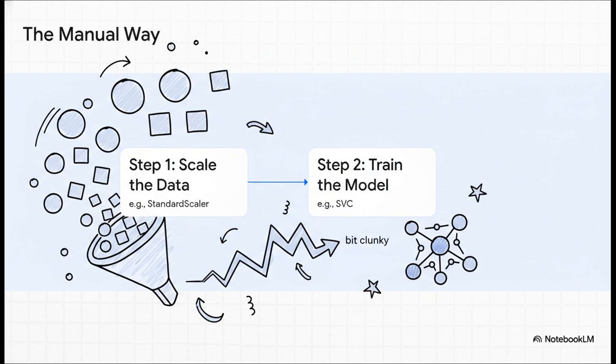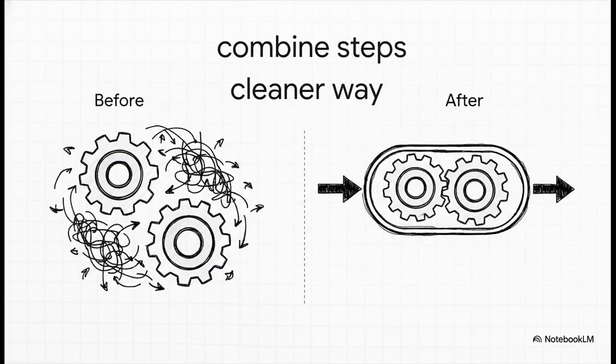The manual way to do this is a two-step process. First, you apply what's called a scaler to your data. Then, you feed that scaled data into your model. It works, but it's clunky. And more importantly, it's really easy to make mistakes, like accidentally leaking information from your test set during that scaling step.